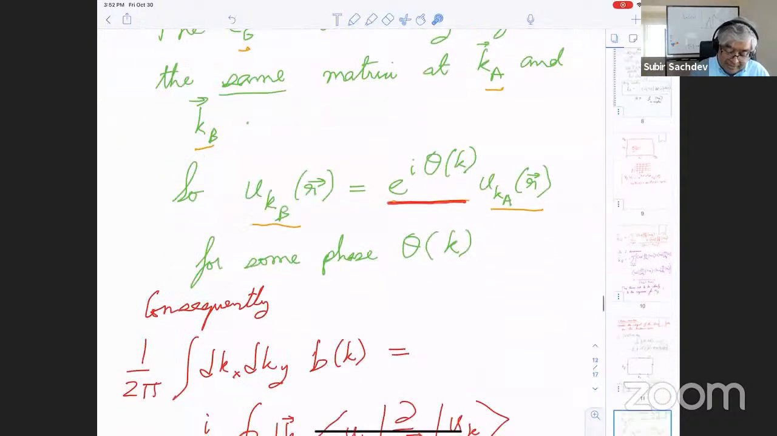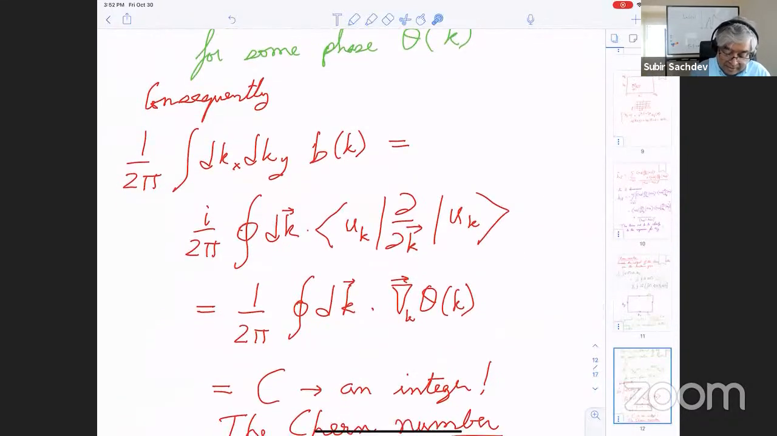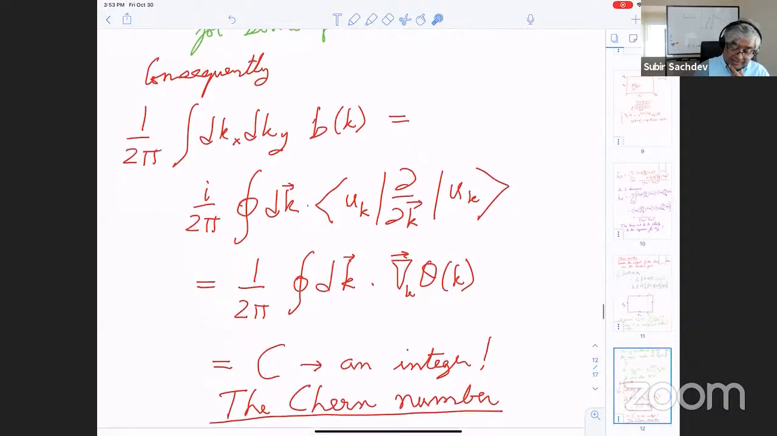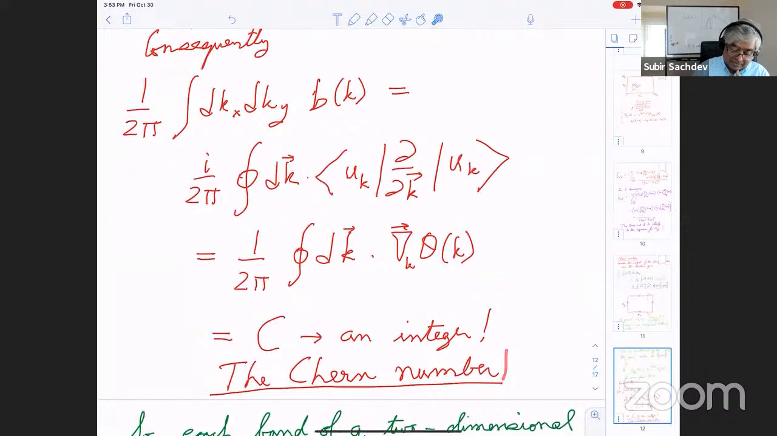So consequently, the integral of the Berry curvature, which is the integral of the Berry connection along the boundary, is just the integral of the gradient of this phase. And this phase is single valued, but it could have gradients. So when it comes back to itself, it can differ by an integer multiple of 2 pi. That's why we put the 1 over 2 pi here. That's the mathematical convention. And this integer is called the Chern number.